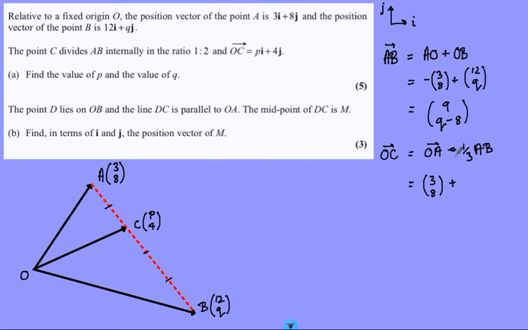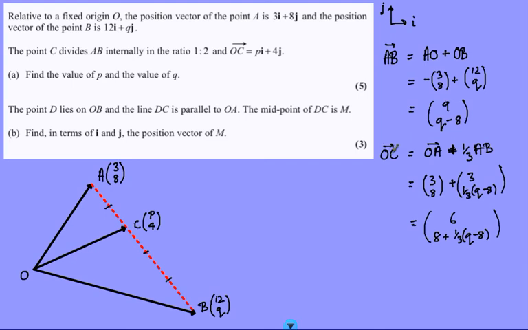Plus, oops, what have I done? Too many equals, that's a plus. Plus 1/3 of AB. Now this is AB, a third of that, a third of 9, and a third of q minus 8. I could make that a bit tidier, but I'll do that in a minute. On the i, 3 plus 3, 6, and the j is 8 plus 1/3 (q minus 8).